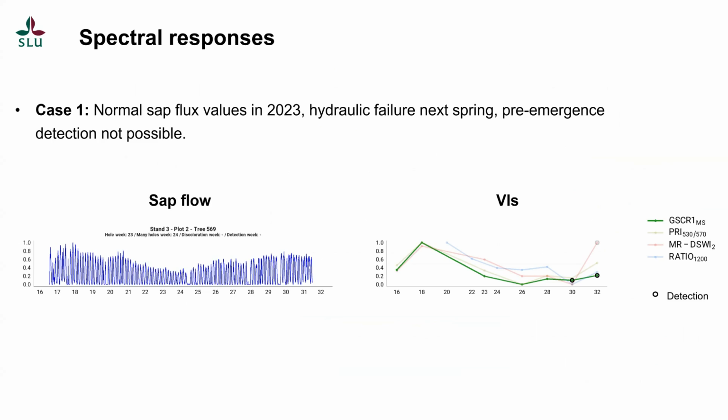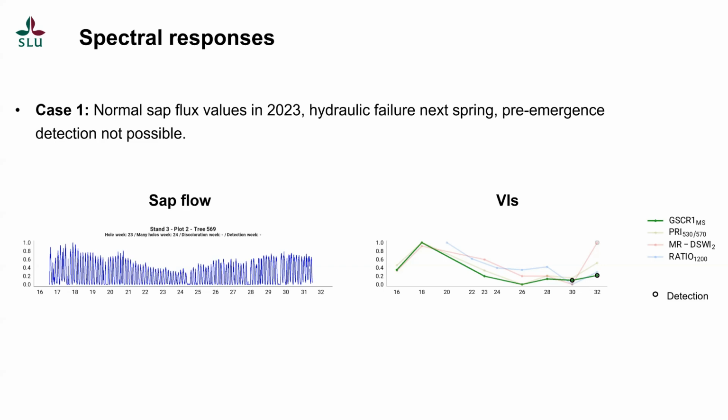So the first tree, this is an infested tree that didn't show any response in 2023. What we saw was that the sapflow sensor was still mounted in the next year, and only in April the hydraulic failure happened. But in this case, this tree was still pretty damaged from the bark by the end of the season, but the crown was still green. And when the hydraulic failure occurred, we could detect it only by week 30.